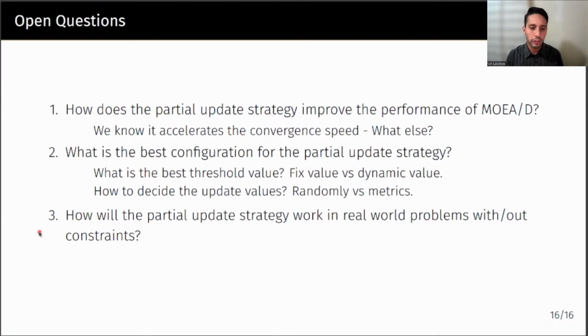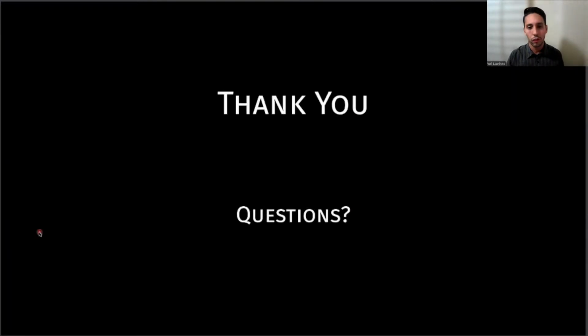Third, how will the partial update strategy work in real-world problems with or without constraints? Right now, I studied the partial update in synthetic problems, and we know how it behaves there, but how would things be in real-world problems?